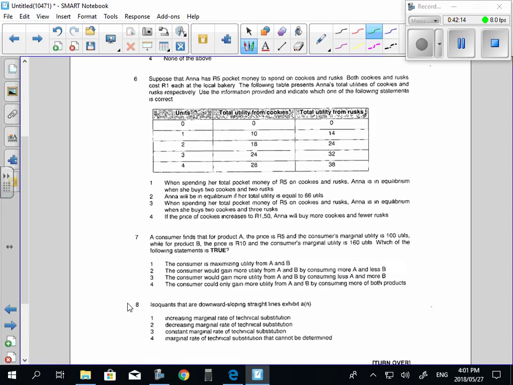Suppose Anna has 5 Rand pocket money to spend on cookies and rusks. Both cookies and rusks cost 1 Rand each. The following table represents the total utilities that she gets from those products.